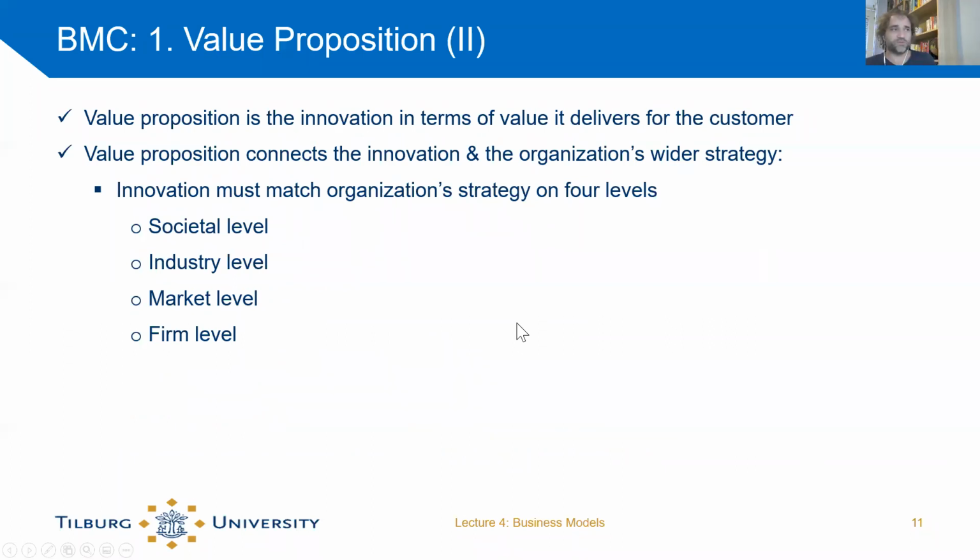So the value proposition is basically the innovation in terms of the value it delivers for the customer. And it's important because it connects the innovation and the organization's wider strategy.